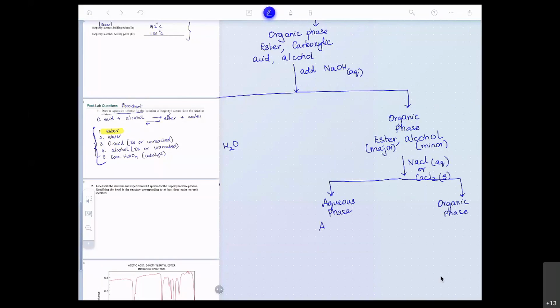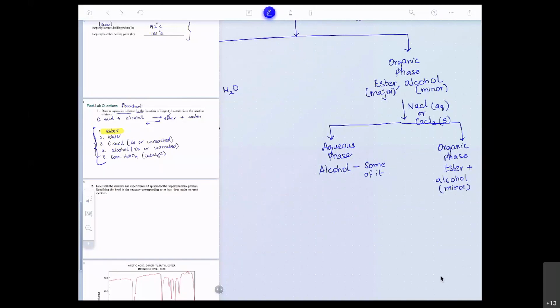So the alcohol is removed in this, some of it. Not all of it, but it's going to leave very little behind. You're going to have ester plus alcohol still, a really minor amount. The sodium chloride with water can remove alcohol out. Calcium chloride can complex with it.